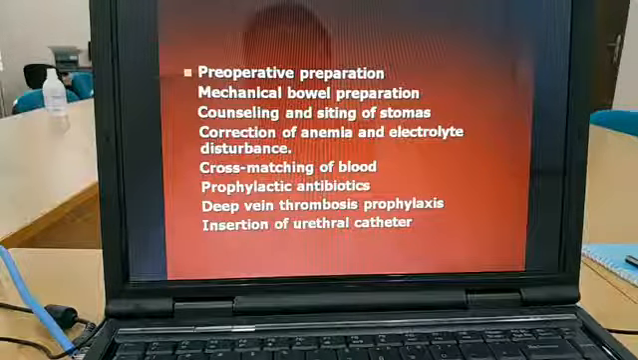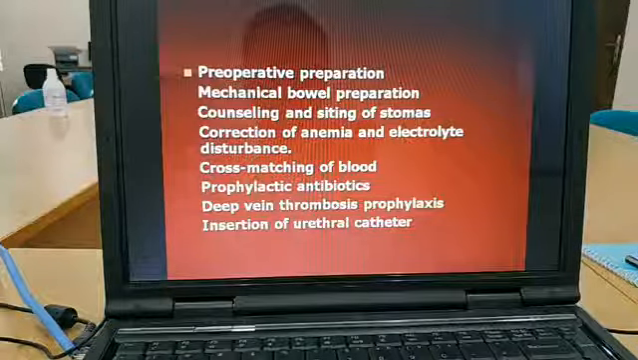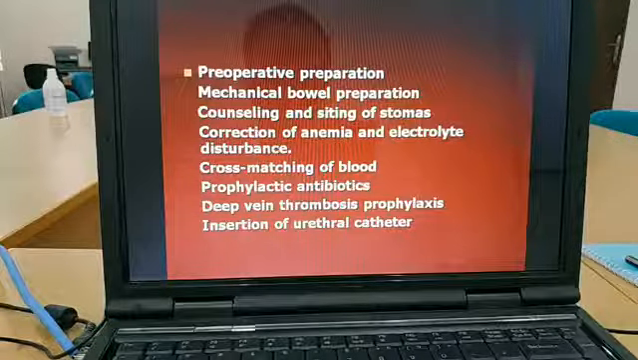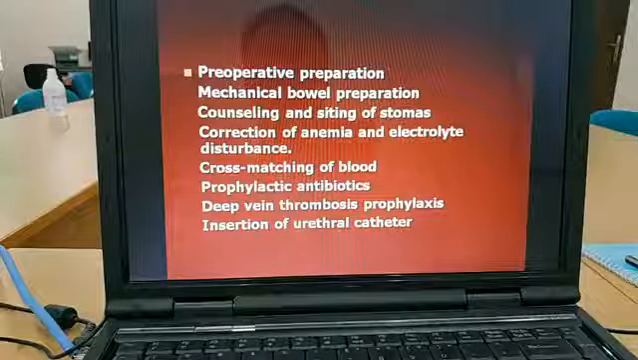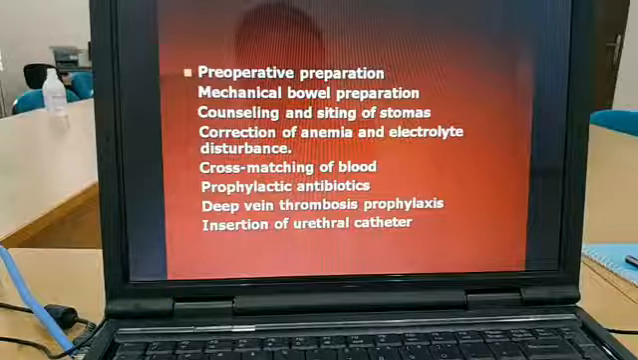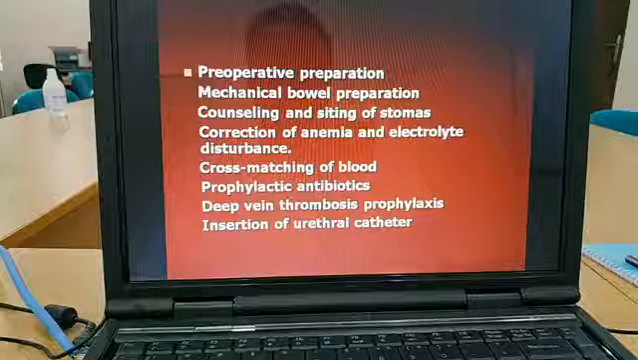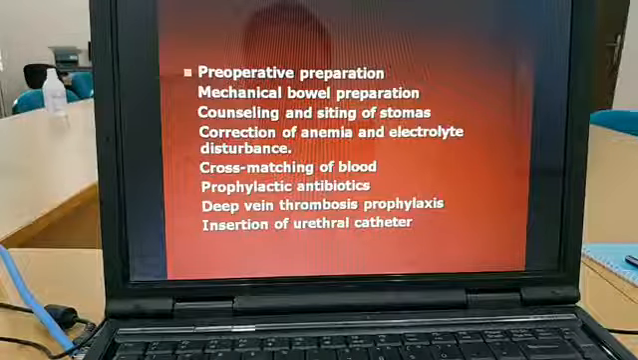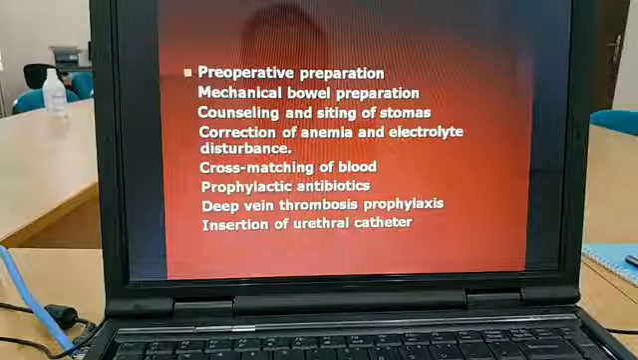Another important thing is the correction of anemia and electrolyte disturbance. Malignant patients are usually anemic, so you have to correct the anemia preoperatively, and if the patient has an electrolyte imbalance, you have to correct that as well. And cross matching of the blood: this procedure sometimes causes bleeding, and usually 1 or 2 units of blood should be kept at hand before you start the procedure.